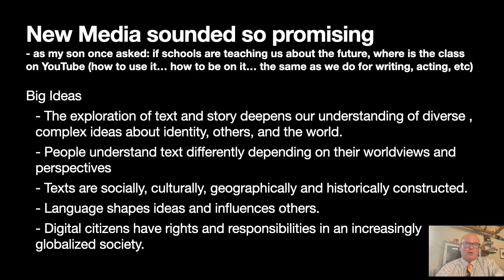And then I saw the course and I was very excited because it's looking at the idea of how text and story deepens our understanding of diverse, complex ideas, how people understand it differently depending on worldviews and perspectives, how texts are socially, culturally, and historically constructed, which means different now than in the past, and how language changes, and how digital citizenships have rights and responsibilities. Here is the class about YouTube, and more.